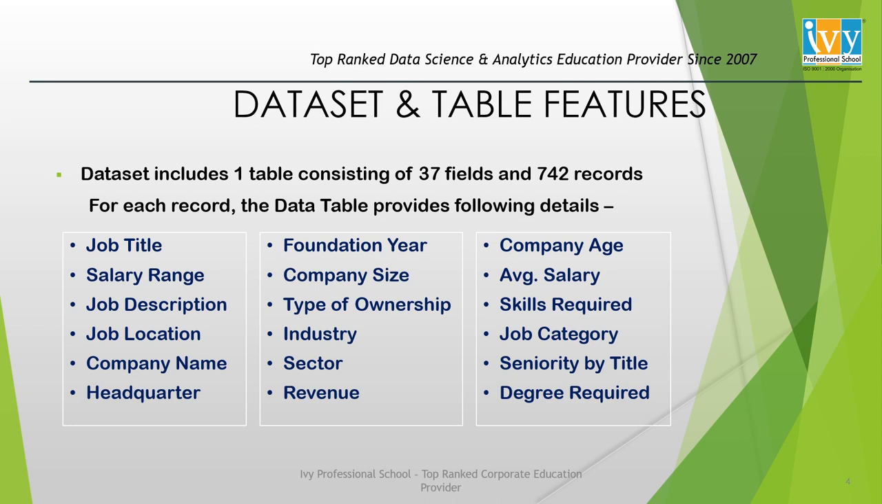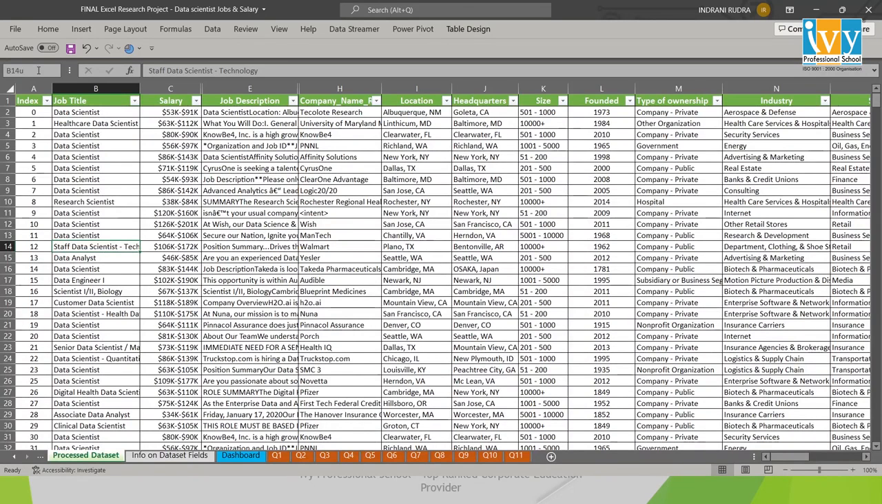Let me quickly show you the dataset so that you can have a clear idea about the rows and the columns. As you can see, the table consists details of each job title. The job title column showing the title of the job, that is data scientist, junior data scientist, senior data scientist, and so on. The salary column showing the range of the salary offered by the company.